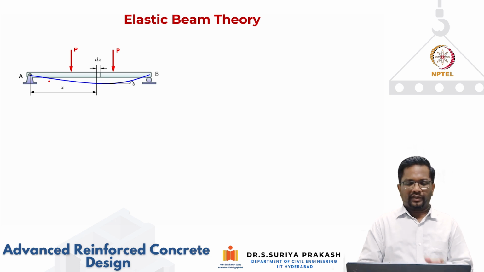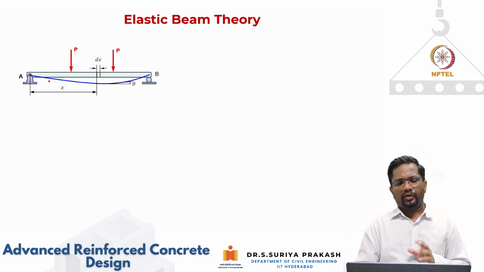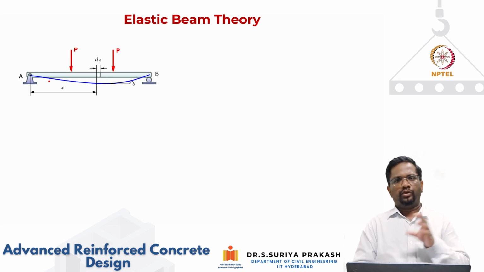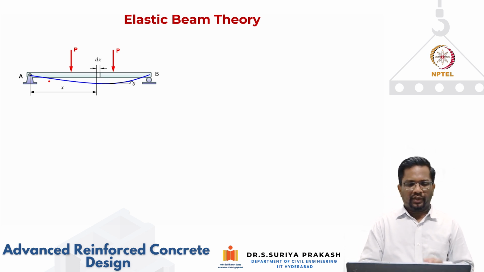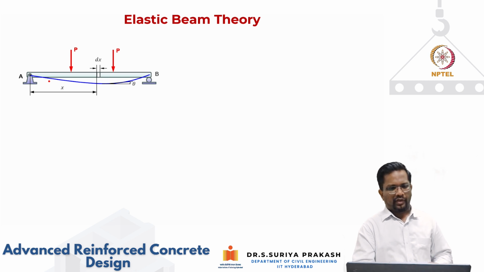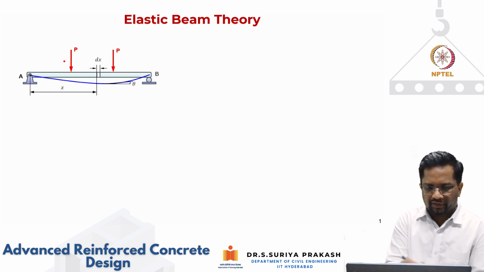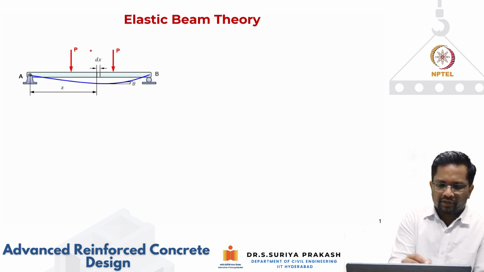So let us see now how the strain and curvature are related first. Then we will see how the moment and curvature are related. In this example, what we are taking is a simply supported beam, which is subjected to 2-point loads that we have seen here. These are the 2-point loads.